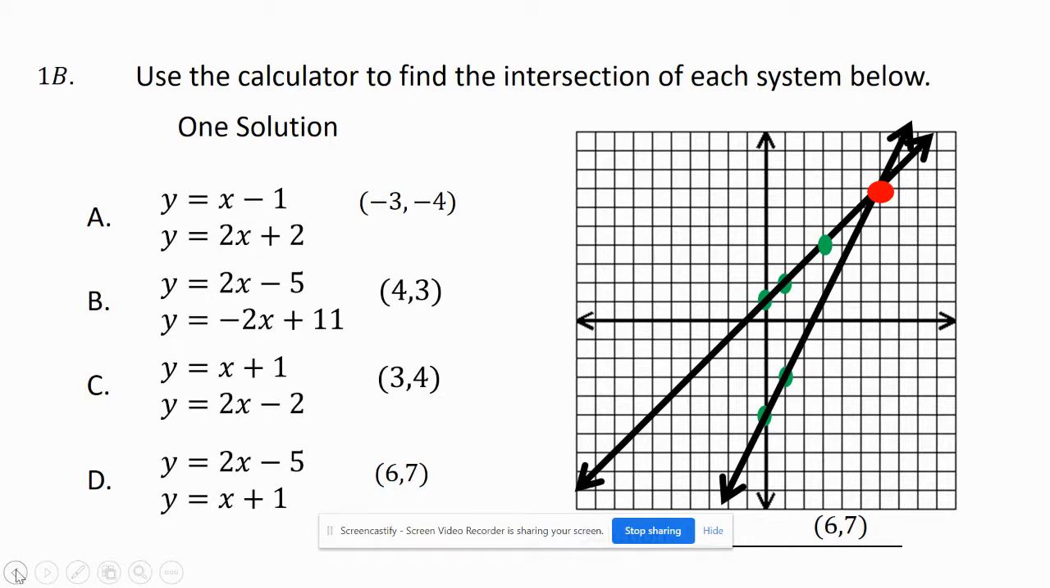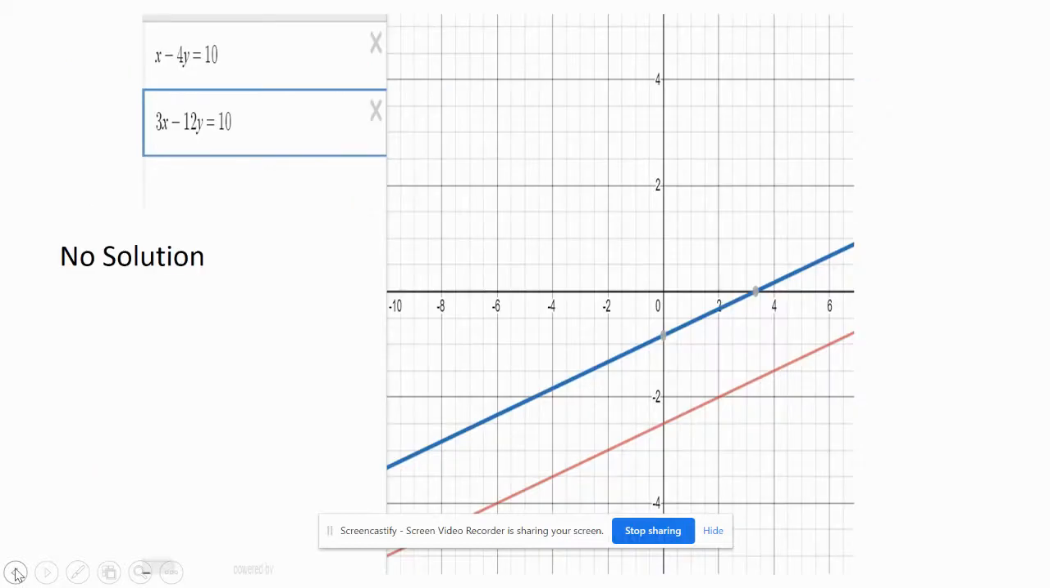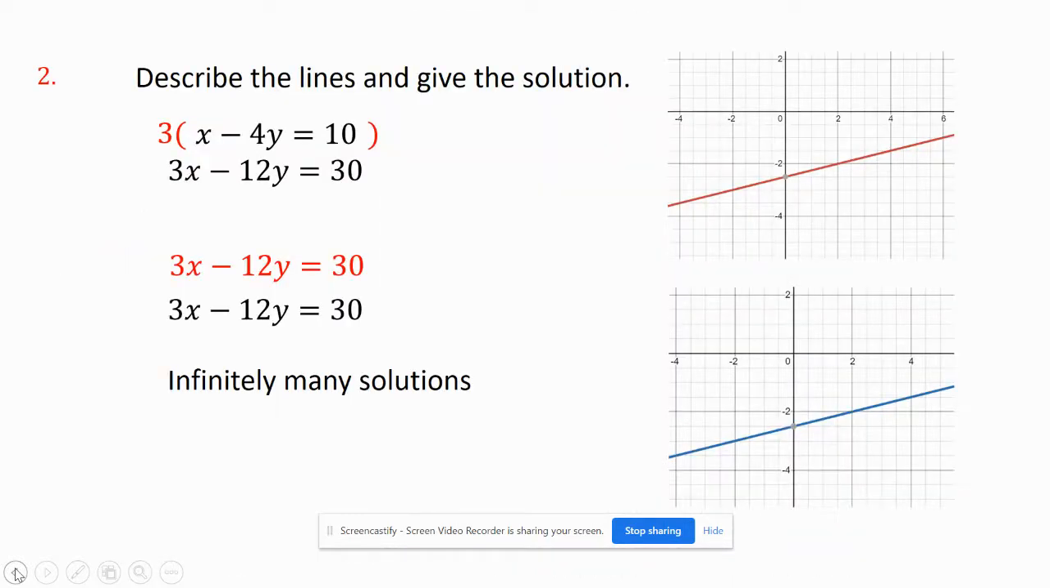So the types of answers you have are one solution if the slopes are not the same. If the slopes are the same but you have different y-intercepts, there is no solution. The lines are parallel. And if you have the same slope with the same intercept, it is infinitely many solutions.